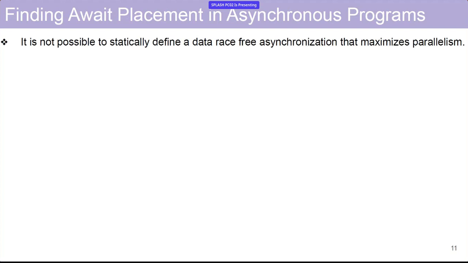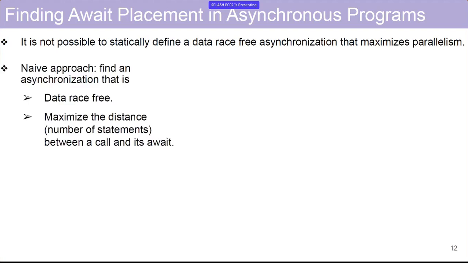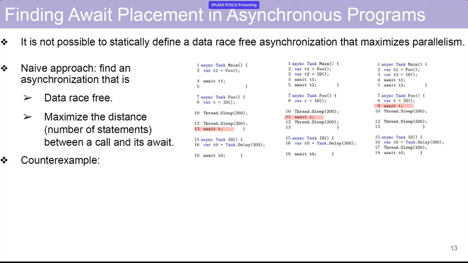So we have the observation that it's not possible statically to define a data-race-free asynchronization that maximizes the parallelism. Usually, we can think that if we maximize the distance, which is the number of statements between a call and its await, this will give us the maximum parallelism. However, here we have a counterexample to that assumption.